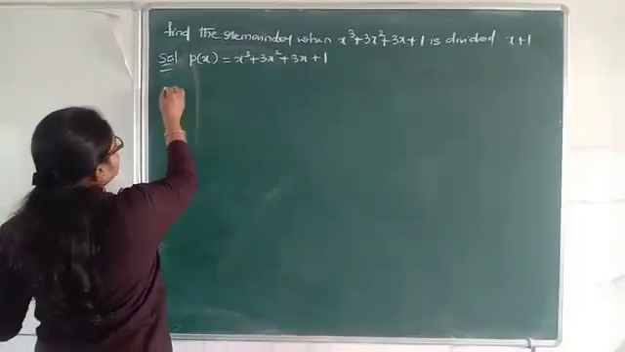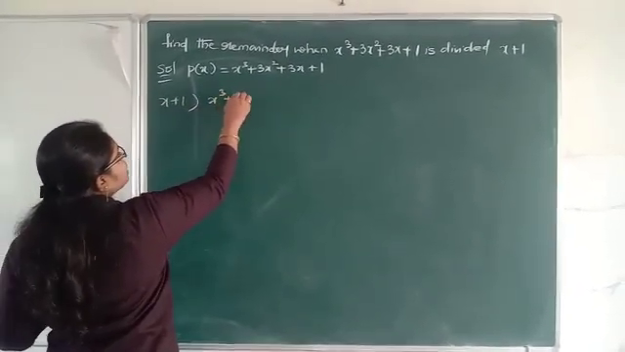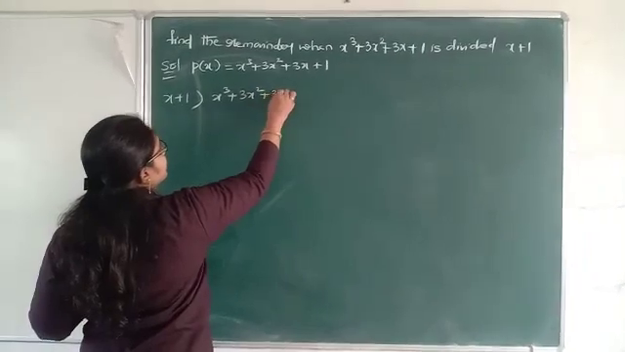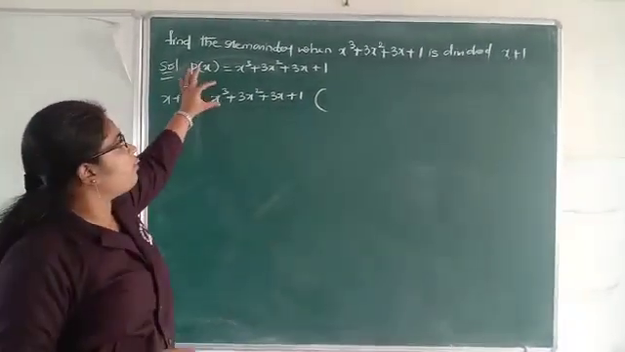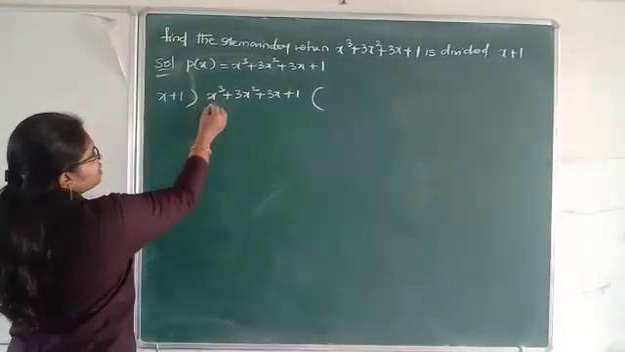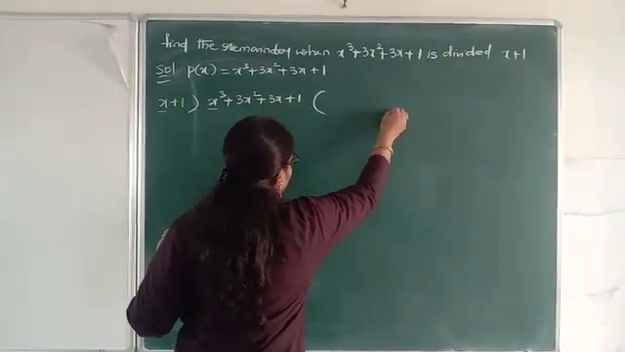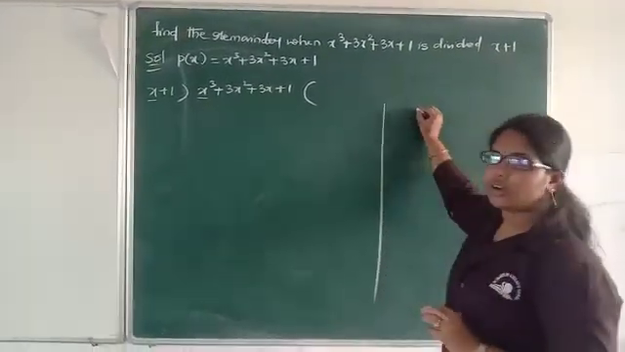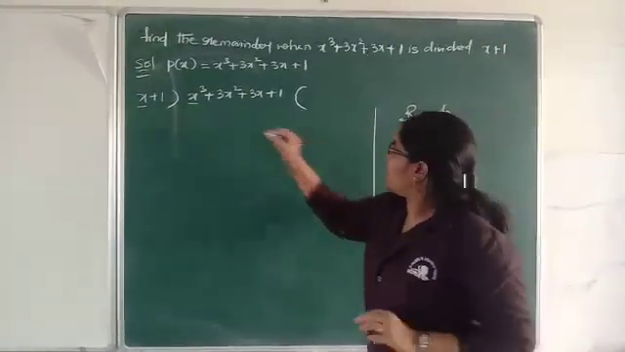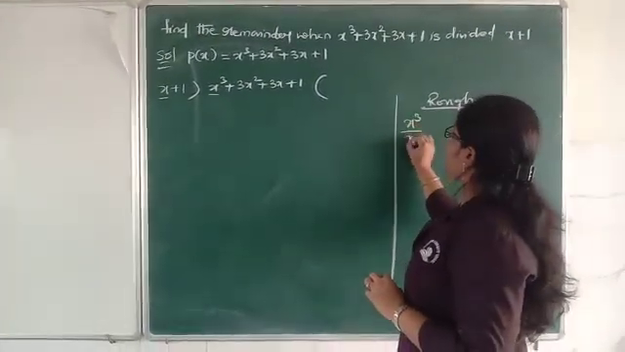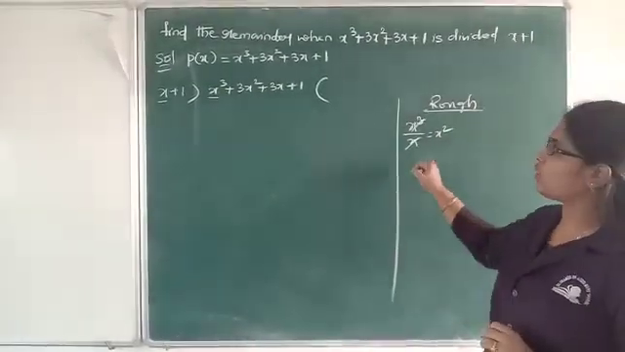So if you see here, x plus 1 divides x cube plus 3x square plus 3x plus 1. Now children, remember when we are dividing, take this first value and divide with this first value. Now we will do our rough work, children. So if you divide x cube by x, we will get x square. Yes, children, x square we will get.